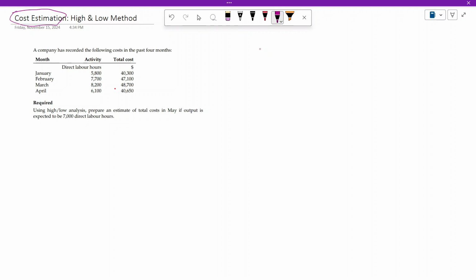The high and low method is one method that is used in cost estimation, apart from the linear regression method. The high and low method of cost estimation relies on two key assumptions.